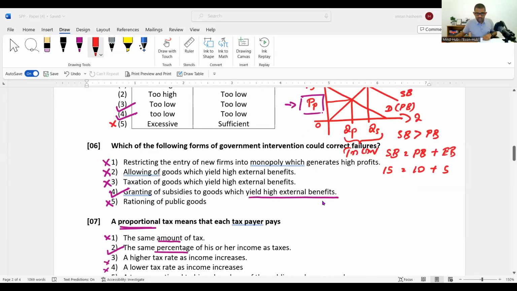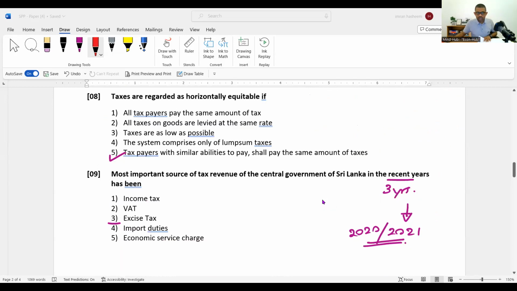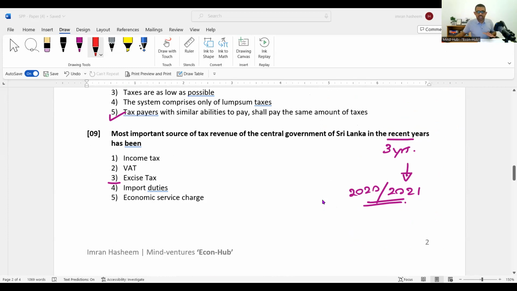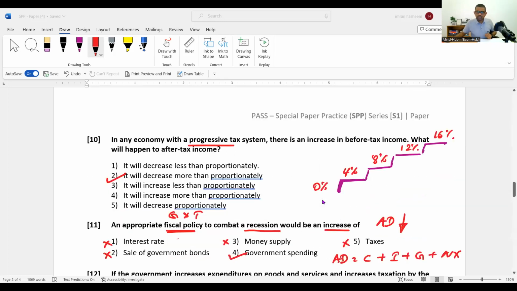Question 6, correct answer number 4. Question 7, of course, correct answer number 2. Question 8, correct answer number 5. Question 9, correct answer we established as number 3. Exercise duties can change with time. Question 10, answer number 2.